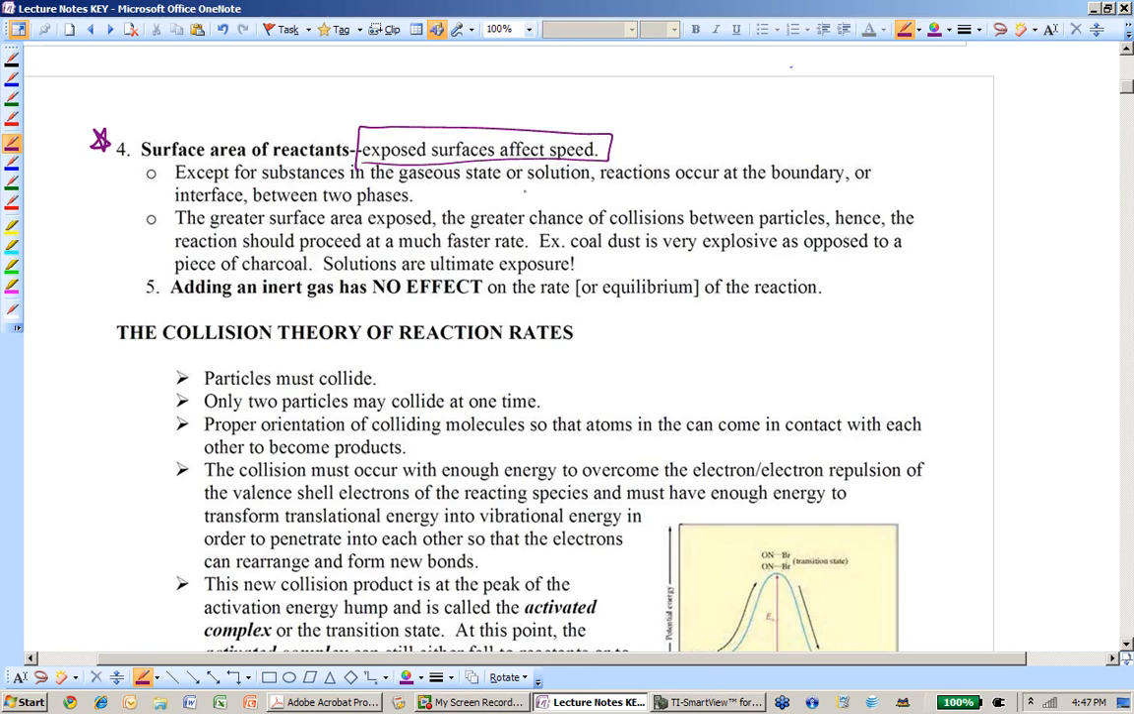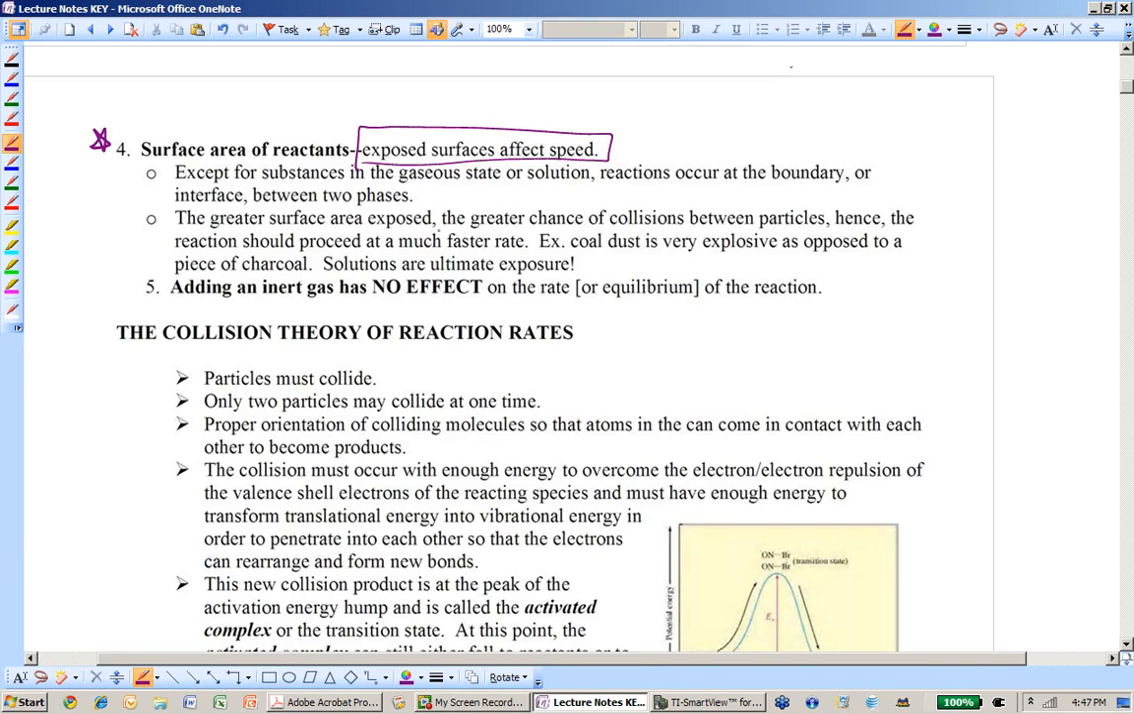So except for substances that are in the gaseous state or solution, reactions occur at the boundary or the interface between two phases, which is why solid plus solid, not so great. Very slow reactions, if at all. The greater the surface area exposed, the greater the chance of collisions between particles.